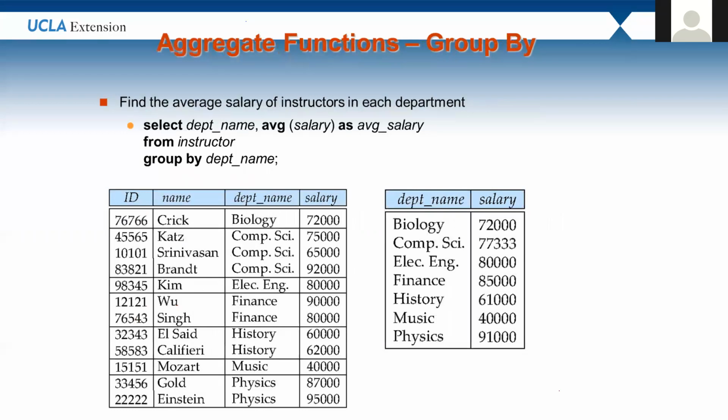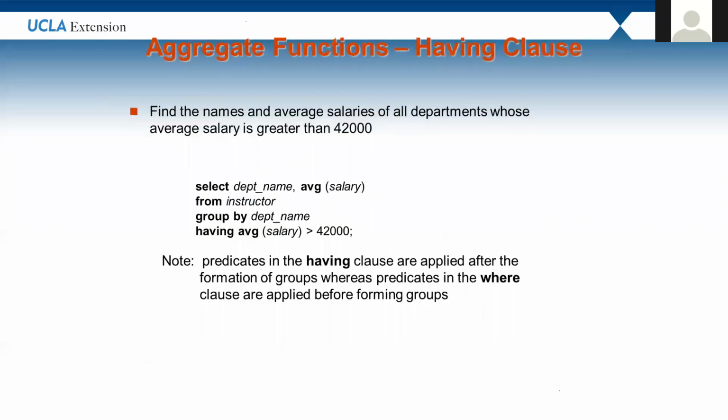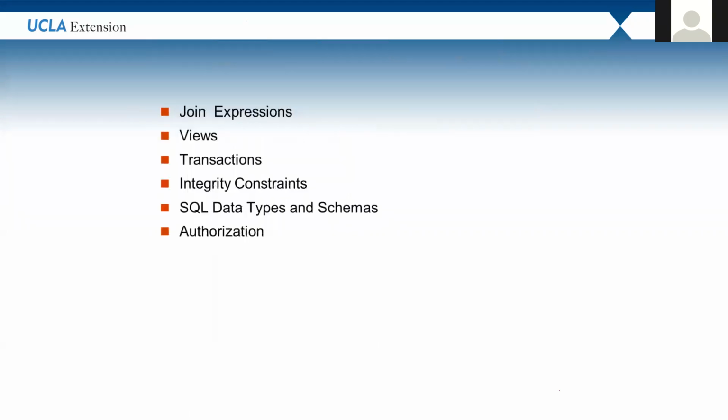We have a query, a select statement. We want the department name and the average salary from instructor grouped by department name. So you have biology, computer science, electrical engineering, finance, history, music, physics, all grouped together. Now you can also put a condition on the group by and restrict it to a particular case. For instance, here we want the department names where the average salary is greater than 42,000. So all the departments where instructors make more than 42,000 are now listed. Okay.